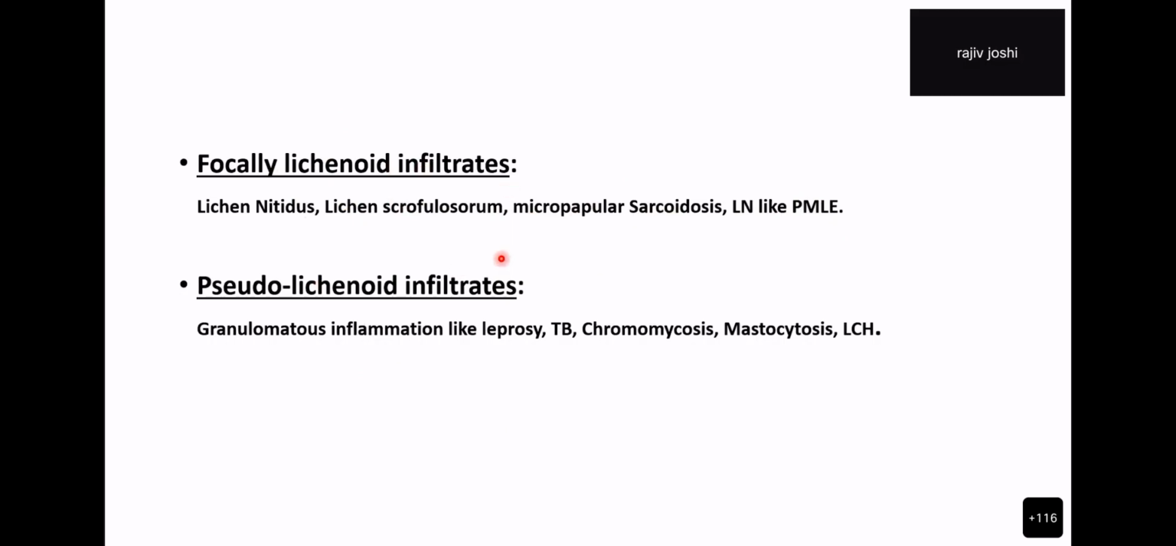And then you get pseudo-lichenoid infiltrates. I'm calling it pseudo because in conditions like leprosy, TB, chromoblastomycosis, mastocytosis, even Langerhans cell histiocytosis, you can get a band of infiltrate. But this band technically involves the reticular dermis, and therefore it is not, technically speaking, a real lichenoid infiltrate. It is an infiltrate which has assumed a band-like pattern in the reticular dermis.